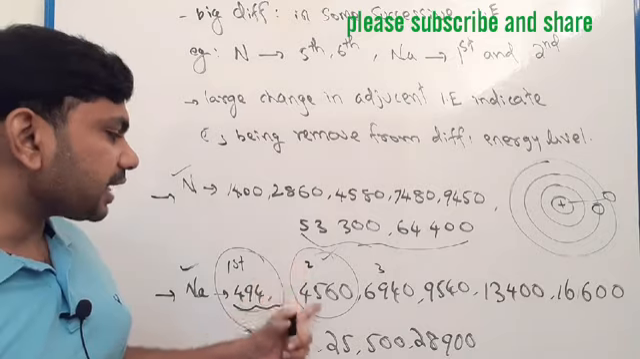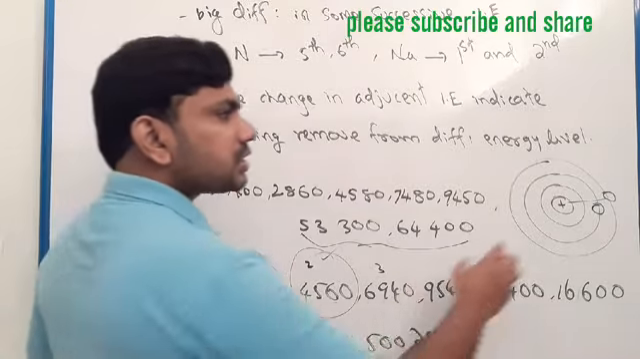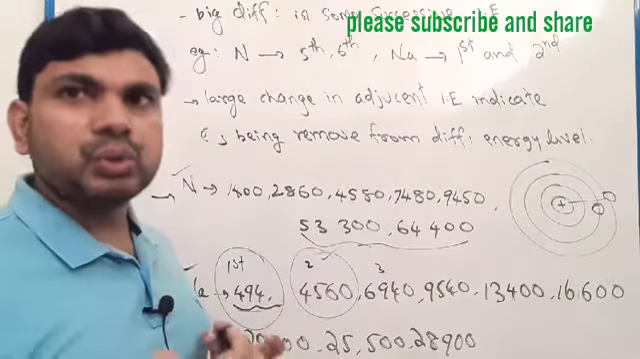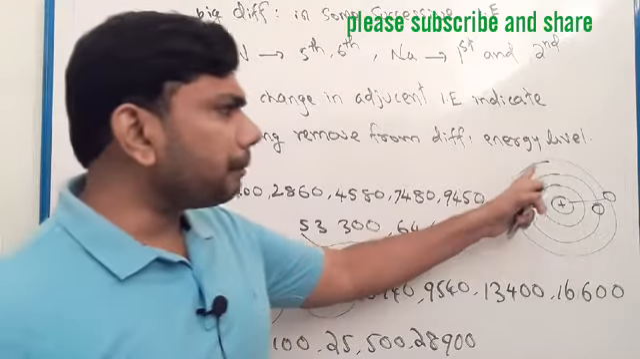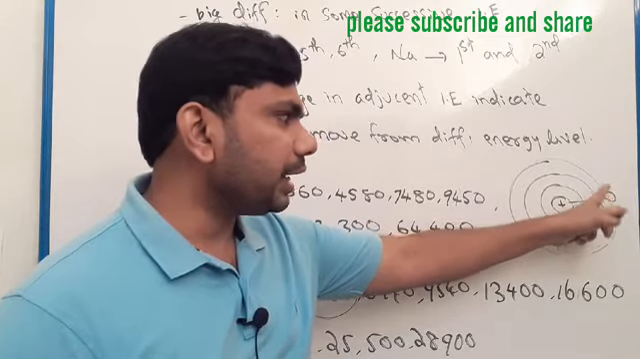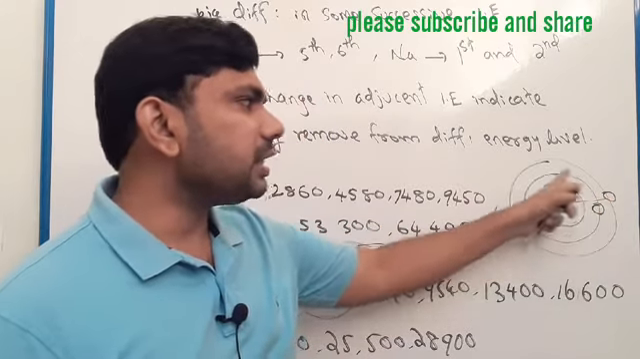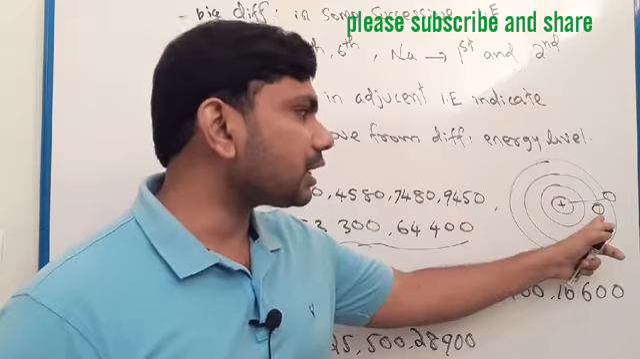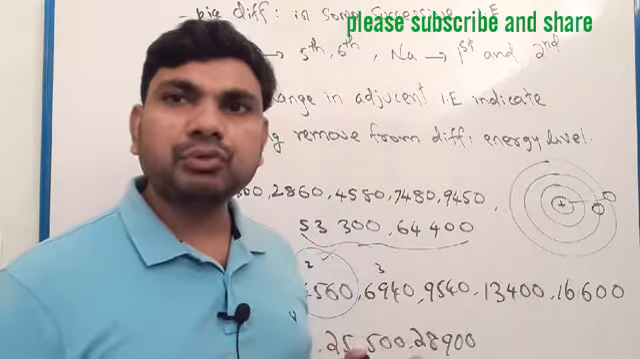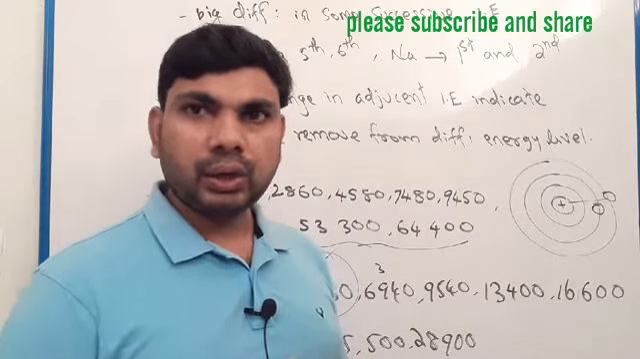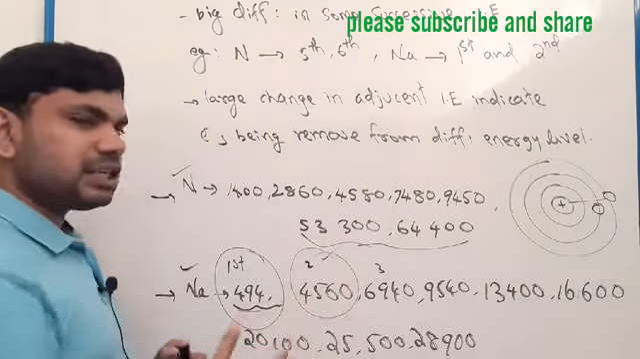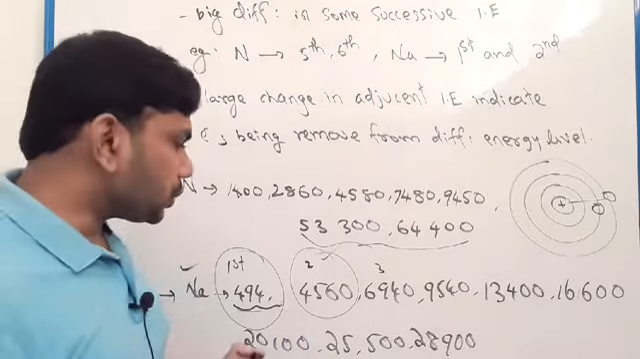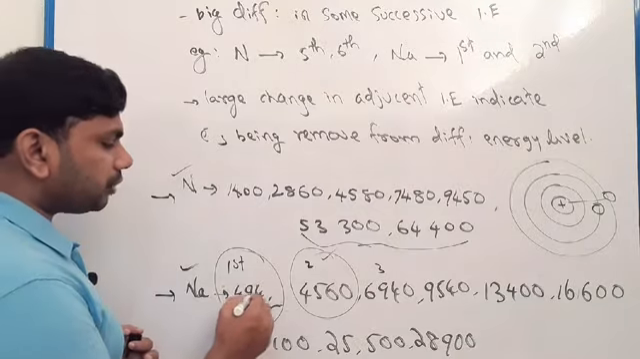But when we consider second outer shell electron, it is another energy level, and this energy level is close to nucleus. Compared to first outer shell electron energy level, second electron energy level is close to nucleus, and much more attraction between this electron and nucleus, and we have to give much more energy. Okay, so this type of big difference indicate that the electrons are in different energy level. Clear? So look here, this is 494.